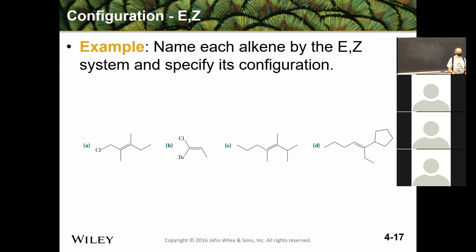What do you think? Z. Yeah, Z is correct. Bromine has a higher atomic number than chlorine. Okay, let's look at C. We have a methyl versus an isopropyl. Which one is higher priority? Isopropyl is higher priority. And then we have a methyl versus a propyl. So the 2 higher priority groups are opposite, so that would be E, right.